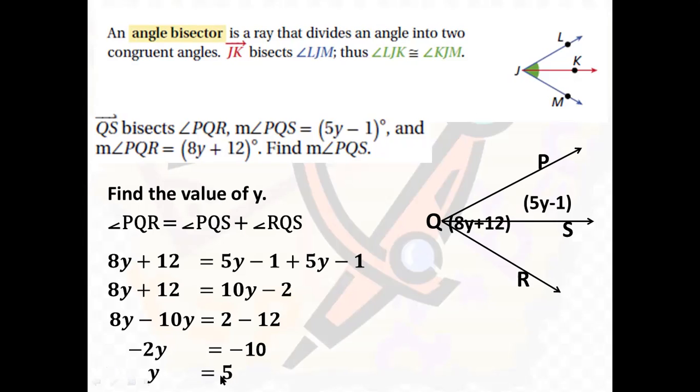Now that we know the value of y, you can substitute the value of y here and find out the measure of angle PQS. We can do that mentally. 5 multiplied by 5 will give us 25. 25 minus 1 will give you 24. So if angle PQS is 24 degrees, what is angle SQR going to be? It is also going to be 24 degrees because they are bisected. They are angle bisected, right? So keeping this in mind, let's start practicing some questions.